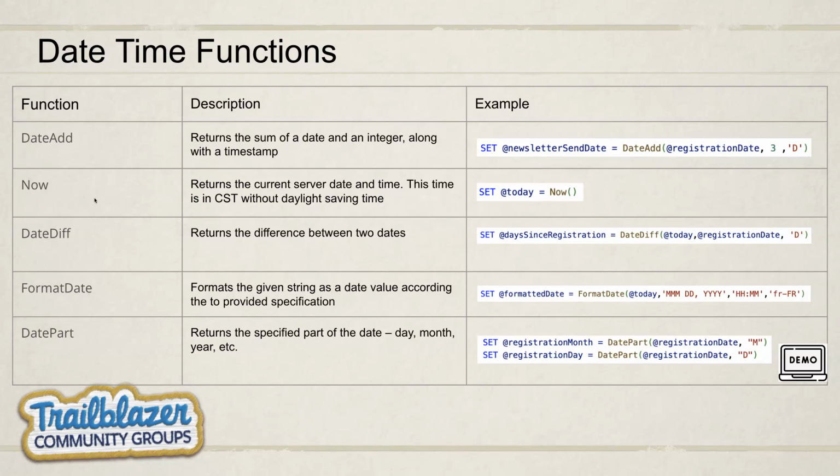And the second one is now. This is a pretty straightforward and very useful function, which returns the current server time. Okay, date and time, the whole timestamp. Important thing to note is that this time is in central time without DST.